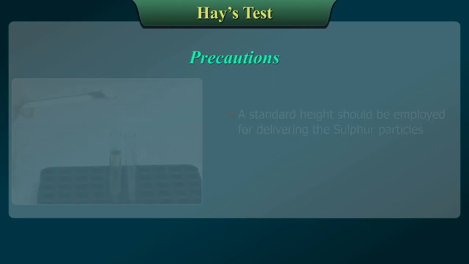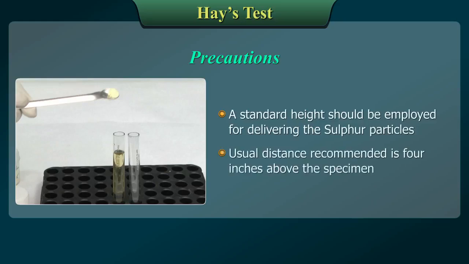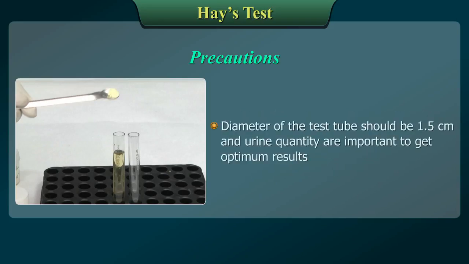Precautions: a standard height should be employed for delivering the sulfur particles. The usual distance recommended is 4 inches above the specimen. The diameter of the test tube and the urine quantity are important to get optimum results.